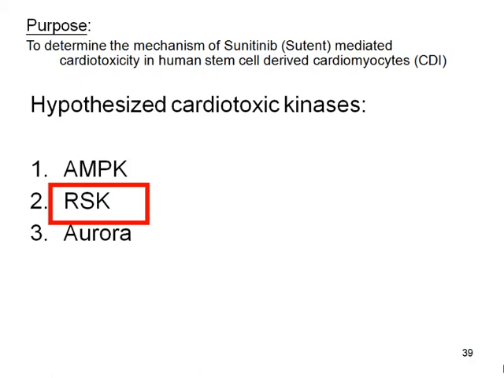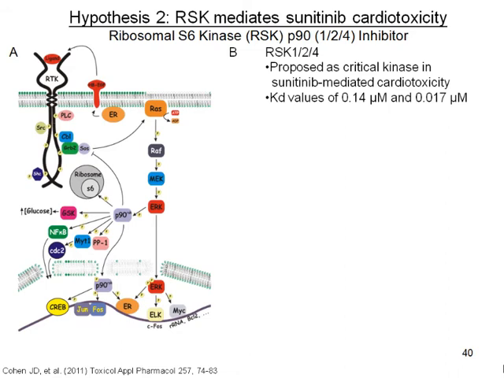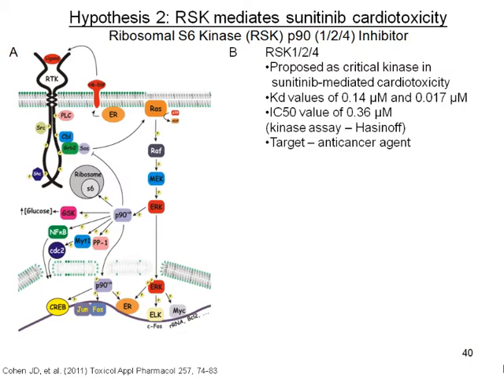The other kinase that Tom Force hypothesized may mediate Sutent cytotoxicity is RSK, Ribosomal S6 Kinase. It was proposed because it had KD values within 0.14 and 0.017 for RSK 1-2, which was within the 0.1 micromolar effective plasma concentration of Sutent. And it also had, in a kinase assay, an IC50 value of around 0.36 micromolar, and this was work done by David Hassanoff's group.